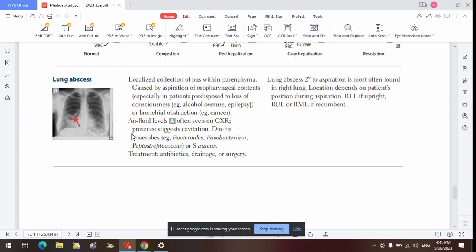Lung abscess secondary to aspiration is commonly found in the right lung. I've explained why. If somebody is sitting up, it goes to the lower lung zone. If the person is recumbent, it can go to the right upper or the middle, but commonly the upper zone. The middle might be if somebody is recumbent and lying on the right side. So if someone is recumbent and lying on the right side, there's a high tendency of the person aspirating to the right middle lobe.